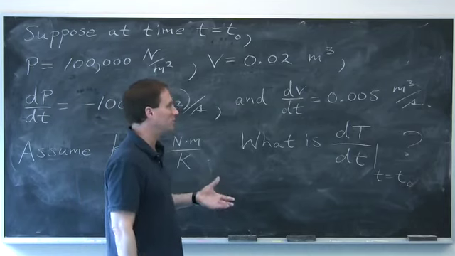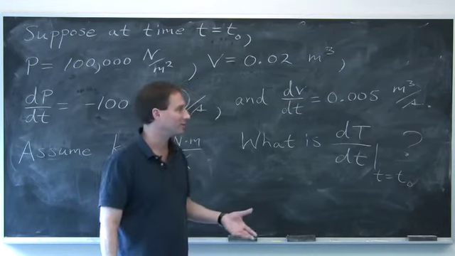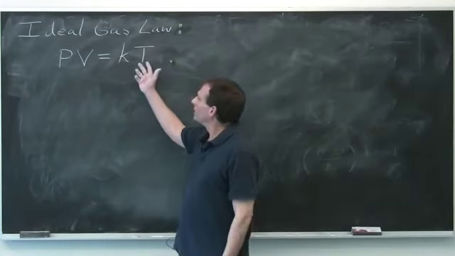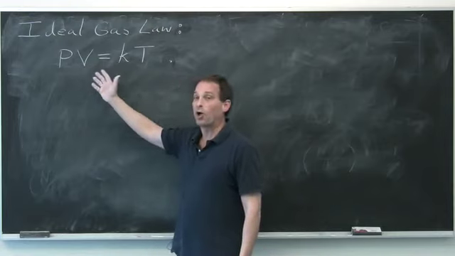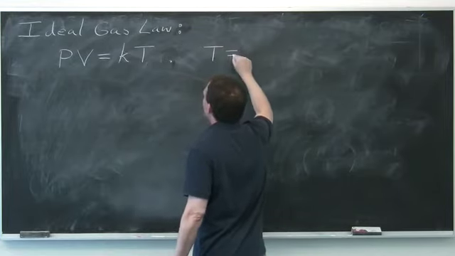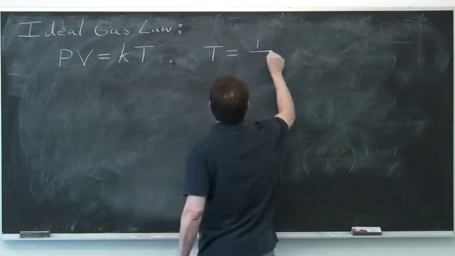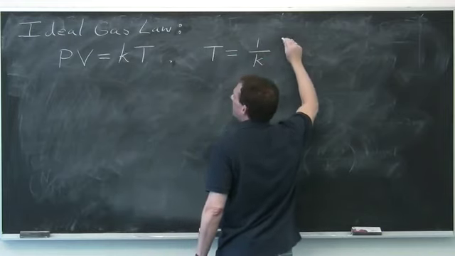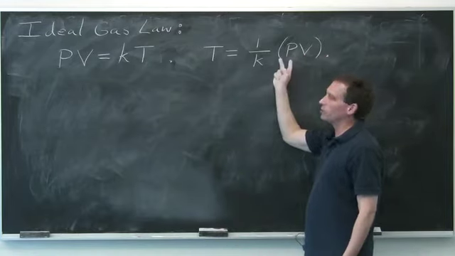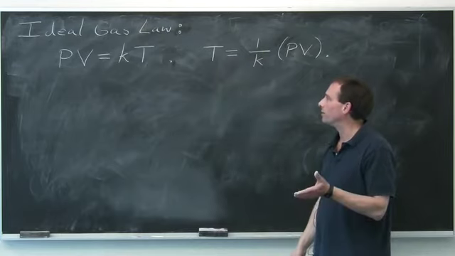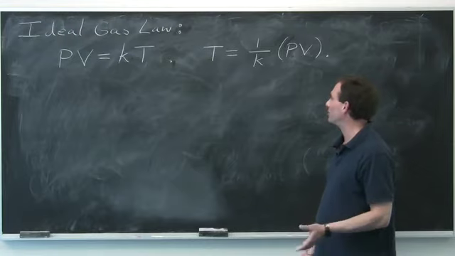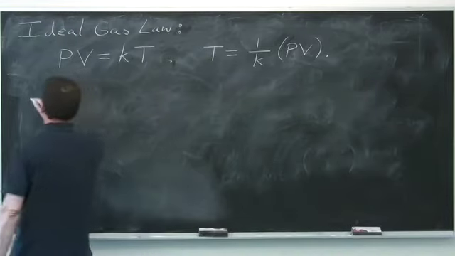We don't have to explicitly know what capital T is as a function of little t to use the product rule. What we know is that capital T is related to P and V by this at all times. And so, yes, they're all functions of time. It means that the temperature, if we divide by K, is 1 over K times P times V. So yes, this is some function of time. This is a function of time. And if we knew those explicitly, we'd know capital T is a function of time. Can we answer the question anyway without knowing what any of those are explicitly as functions of time? The answer is yes. You just use the product rule.